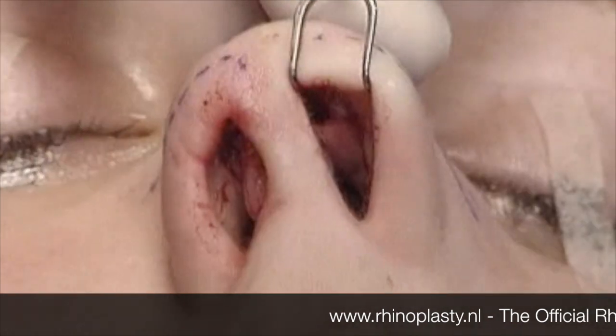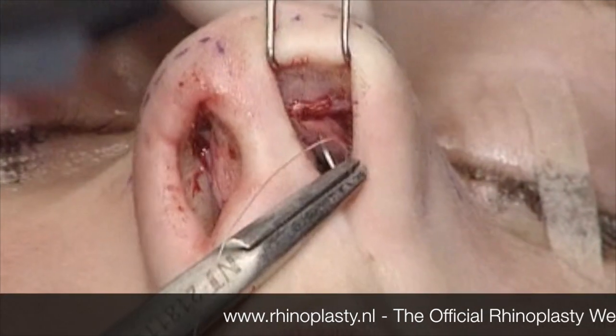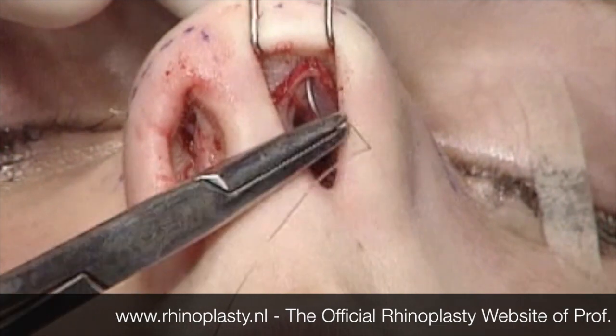Now we close the intercartilaginous incision at the left side.